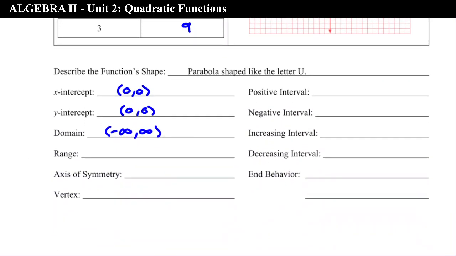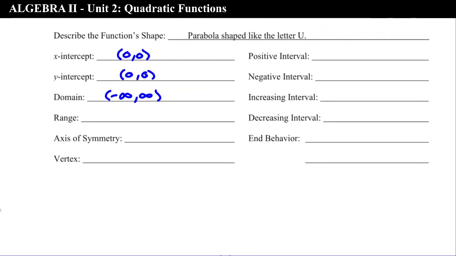So we start at 0, and since it happens to be both an x and y intercept, we're going to include it with a bracket. So we have 0 to infinity. Our axis of symmetry is at x equals 0, so that happens to be the y-axis. Our vertex is also at 0, 0. That's where the minimum is.